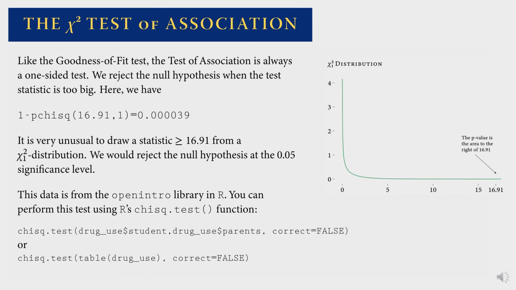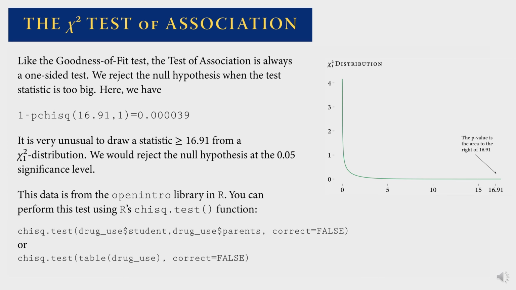At the 5% significance level, we reject the null hypothesis and conclude that there is an association between parents' drug use and students' drug use. These two variables are not independent of each other.